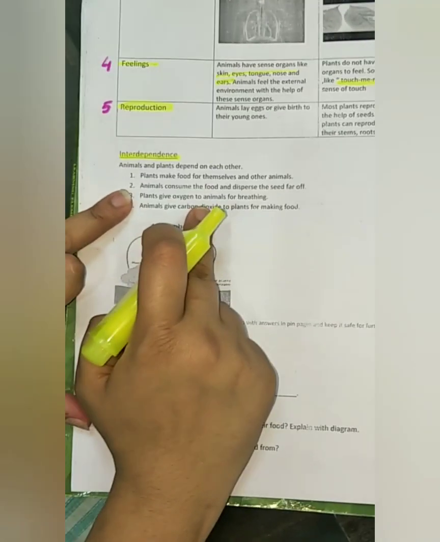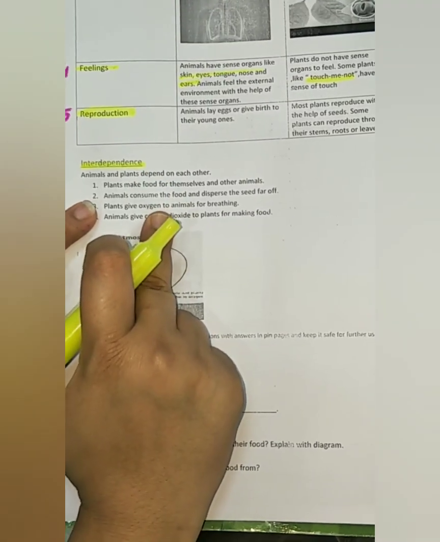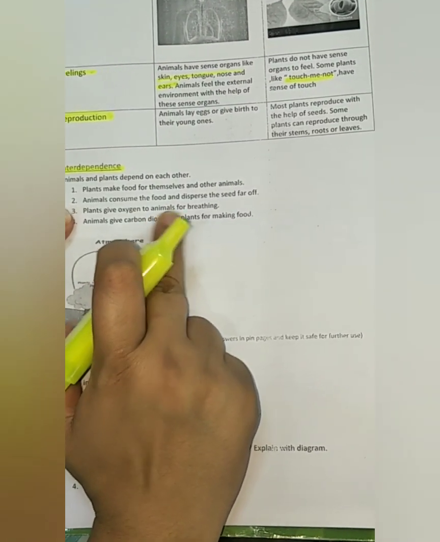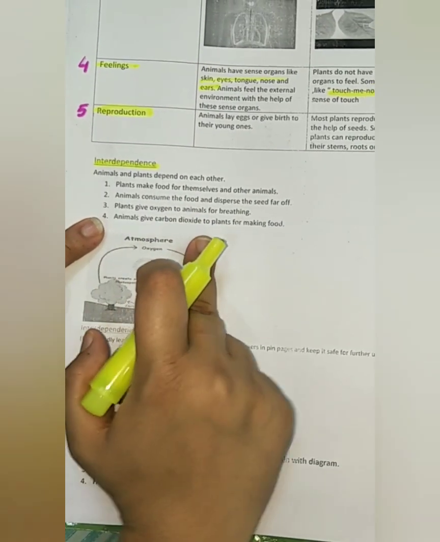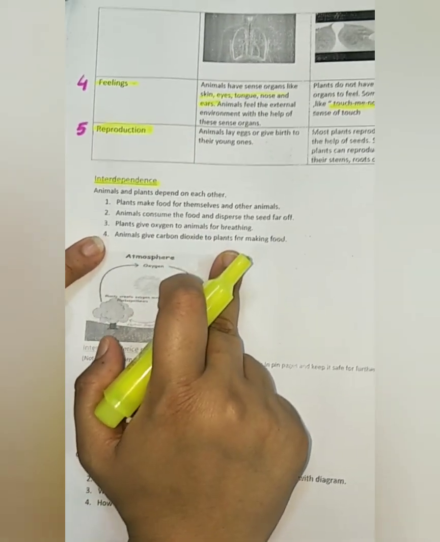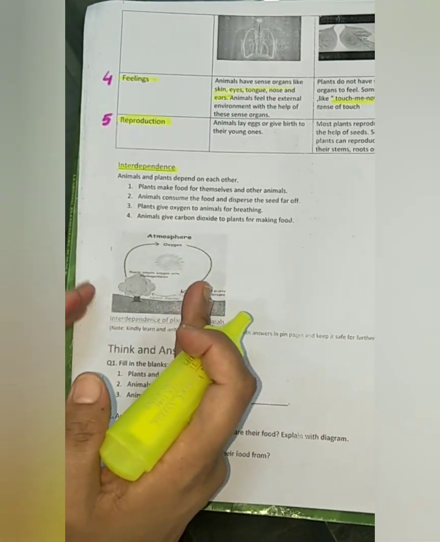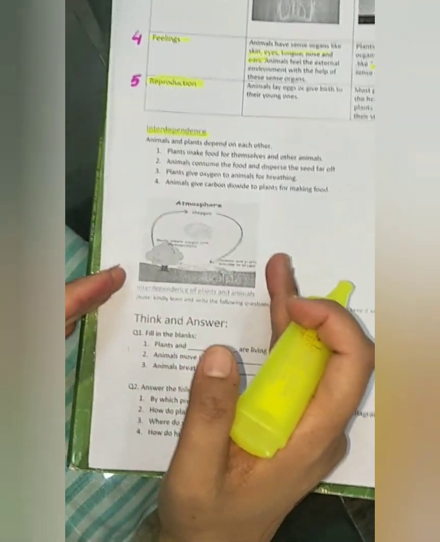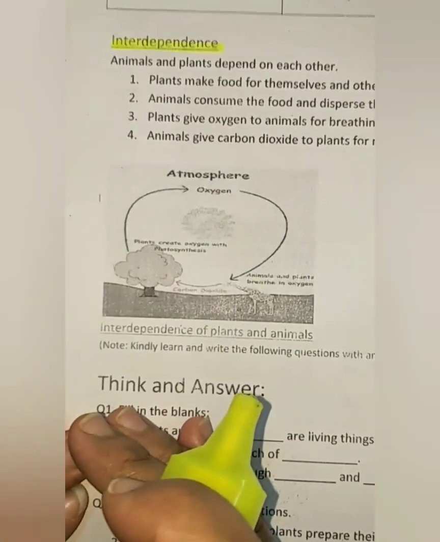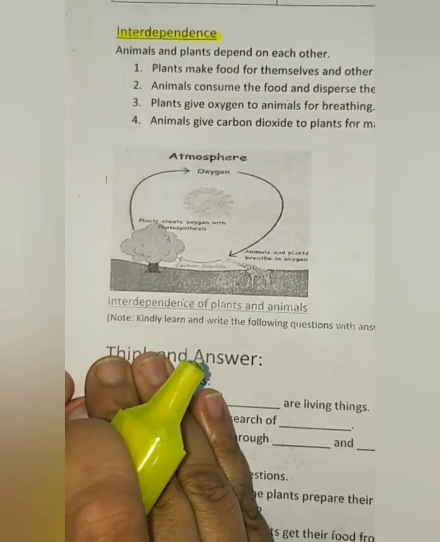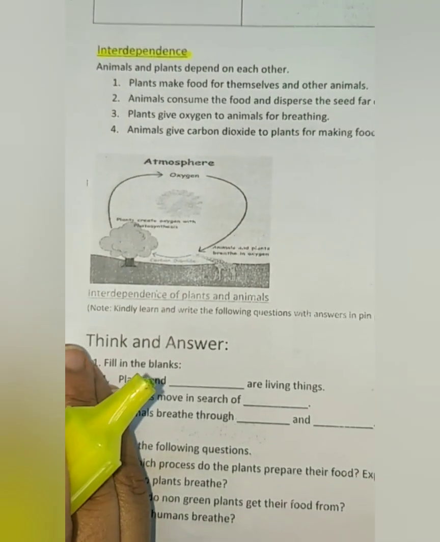Plants give oxygen through the process of photosynthesis, and this oxygen is used by animals for breathing. In turn, animals give out carbon dioxide, which is used by plants for making food. So now we know, though plants and animals are different from each other, for balance in environment, animals are dependent on plants and plants are dependent on animals.